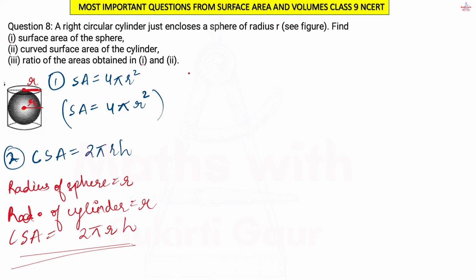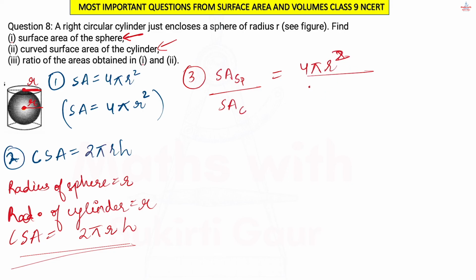Now in the third part, we have been asked to find out the ratio of the surface areas obtained. Now you see here, we found out in the first part the surface area of the sphere, and then in the second part the curved surface area of the cylinder. So in the numerator you put the surface area of the sphere, and in the denominator the surface area of the cylinder. Surface area of the sphere was 4 pi r square. Curved surface area of the cylinder we have found out is 2 pi r h.